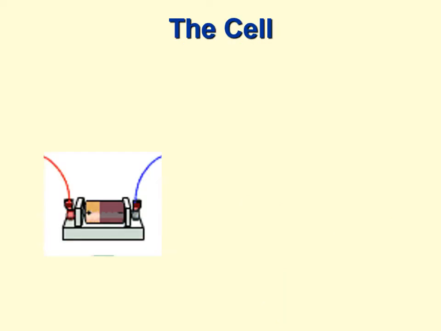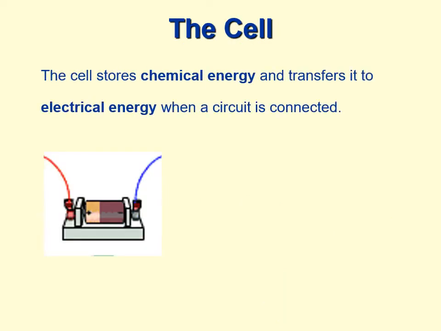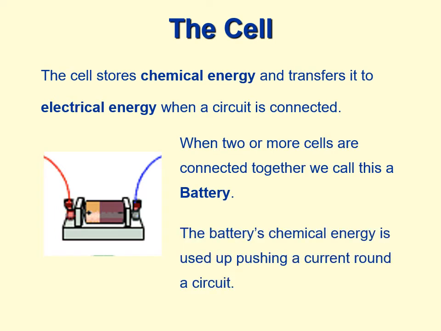So the cell. A cell stores chemical energy and transfers it into electrical energy when the circuit is connected. Now your last couple of lessons were all about energy changers. The energy cannot be created or destroyed, but is simply changed from one form into another. So here we've got chemical energy changing into electrical energy. But this can only happen when we connect up a circuit.